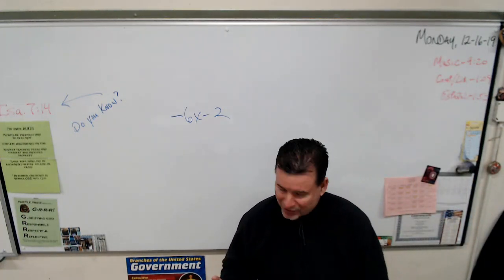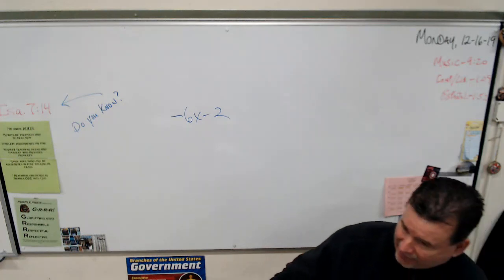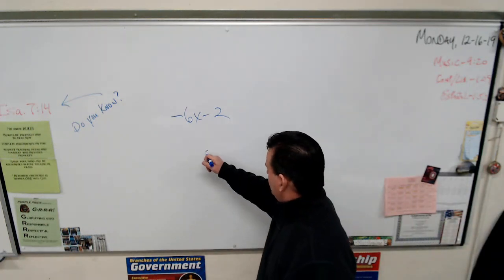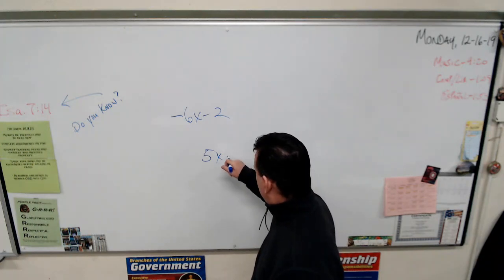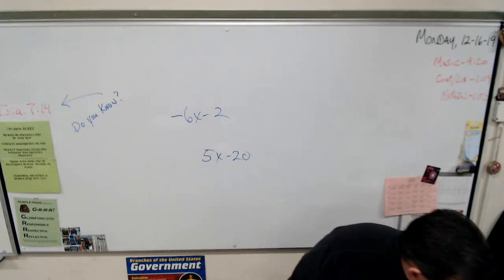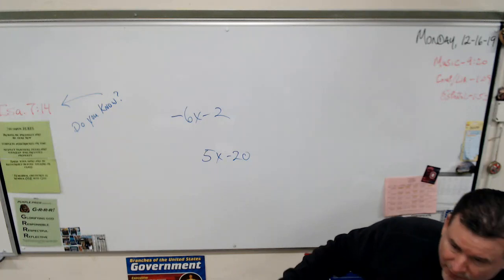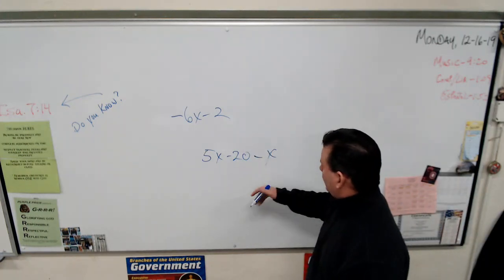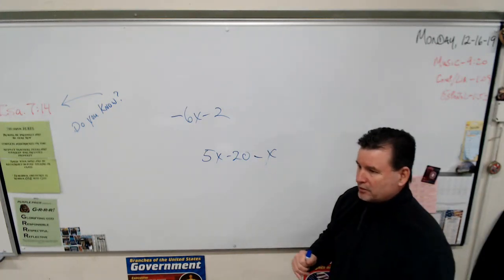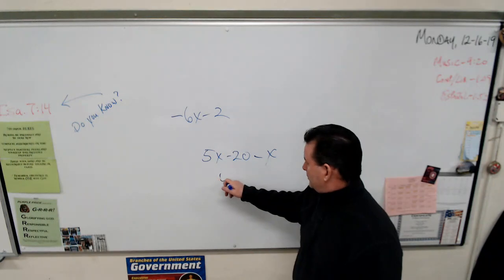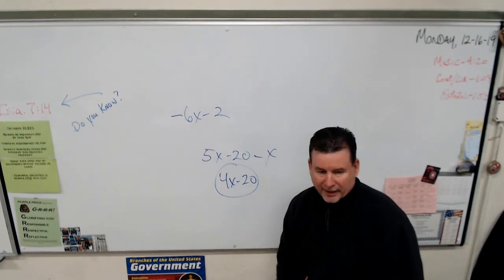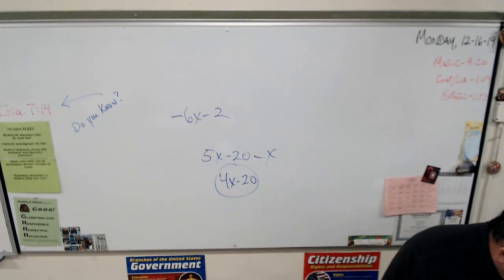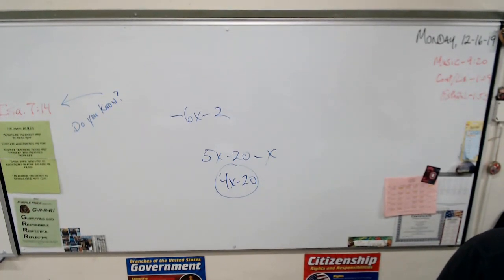Case, what's 5 times x? What's 5 times -4? -20. Okay, so you've distributed the 5 through the x minus 4, and then you've got this -x out there. Now what are you going to do with your like terms? Everybody got that? Number 7 would look like that, 4x minus 20.